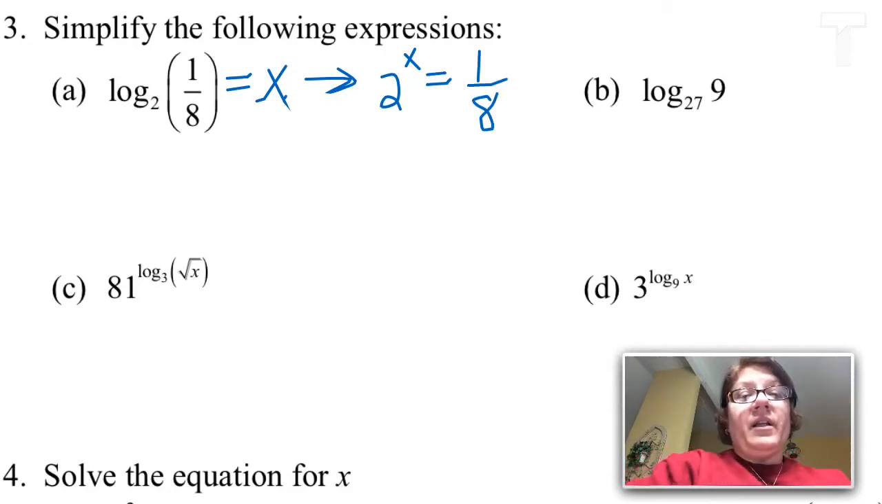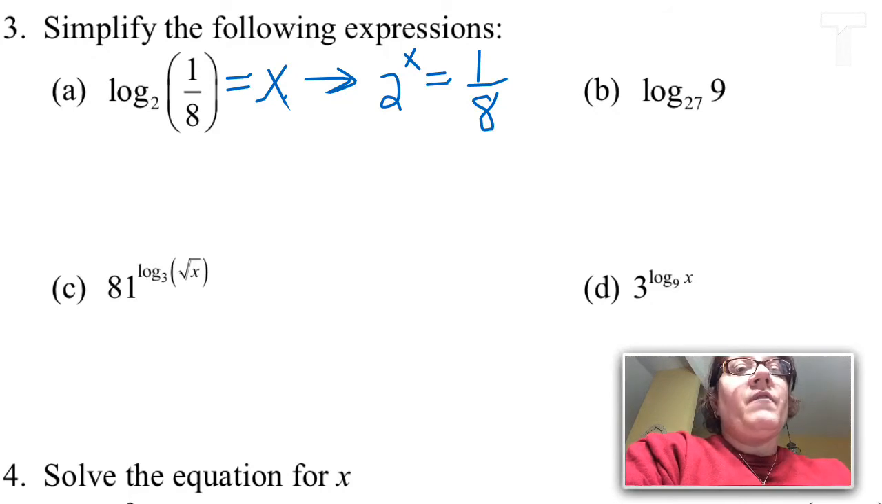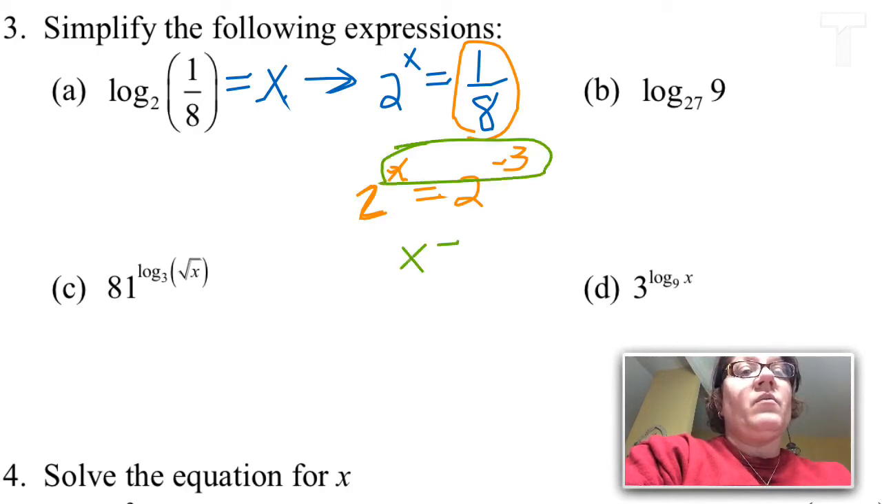And ideally, I'd like to do as many of these without a calculator as possible. So if I can write this as a base of 2, and I think that I can, if I'm thinking correctly, that's 2 to the -3rd. And then once I do that, of course, their exponents must be equal.